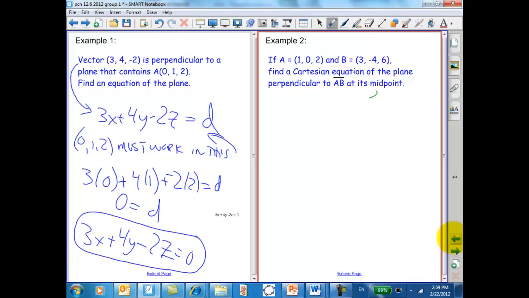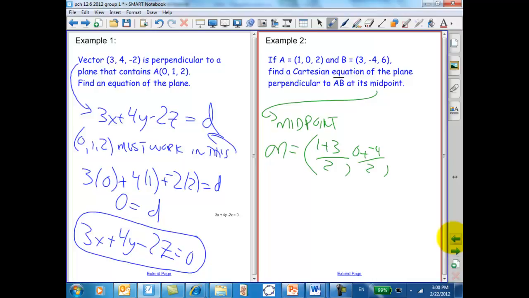The midpoint, M, is going to be what? 1 plus 3 over 2, 0 plus -4 over 2, 2 plus 6 over 2. So we get 2, -2, 4. 2, -2, 4.